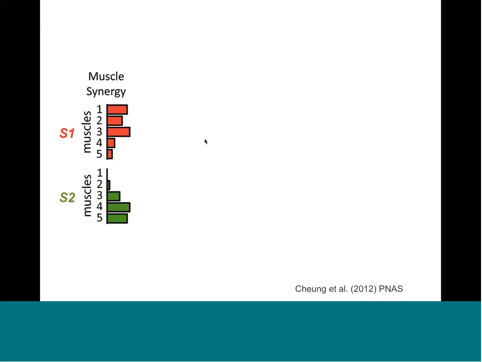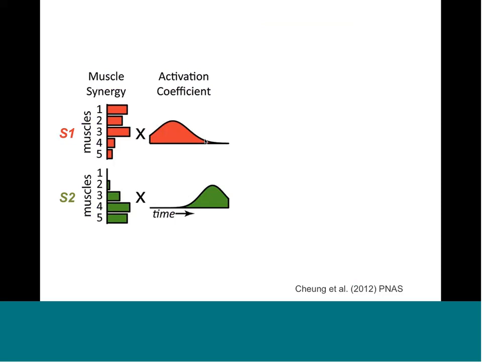So to look at this more graphically, you may think in this very simple case of muscle synergies. In this case, we have 2 synergies describing 5 different muscles. And so you can see that each muscle synergy has different weightings for each muscle. And so during a given activity, for example, maybe during walking or reaching, each of those synergies is activated with a given pattern over time.